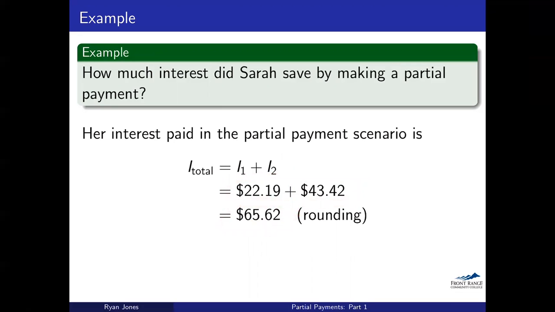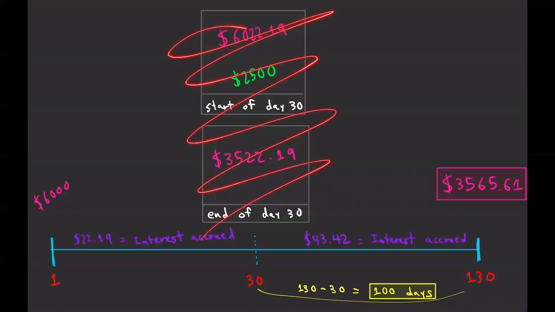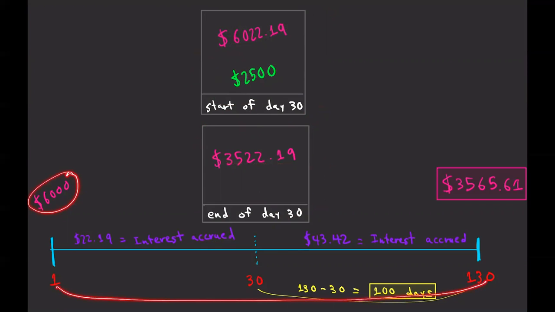So now let's calculate how much interest she would have paid if she didn't bother with this partial payment. Let's think critically here, and let's go back. If she didn't deal with any of this day 30 stuff and paying off $2,500, she would have had a $6,000 loan at 4.5%, which is our interest rate, over 130 days. The time frame would just have been 130 days if she didn't bother with any partial payments.